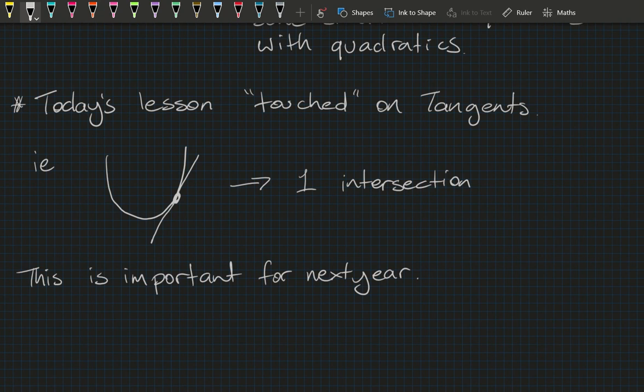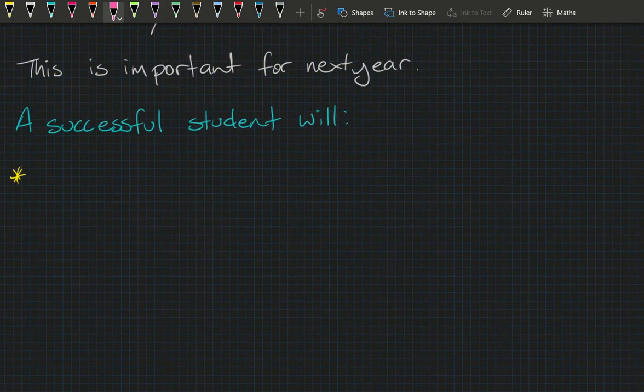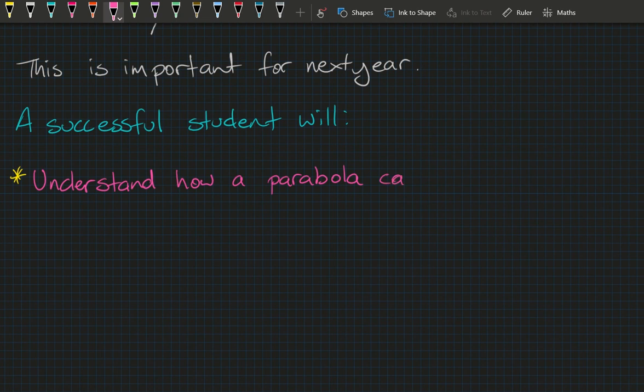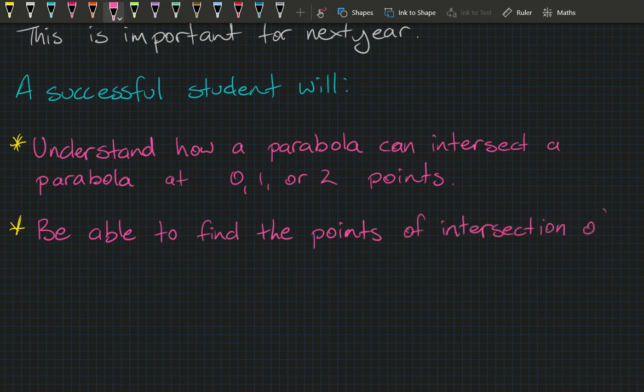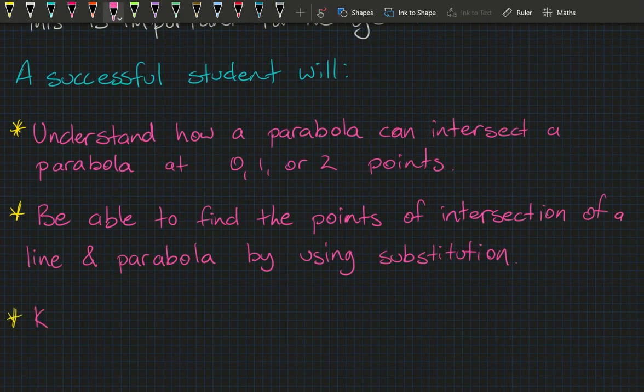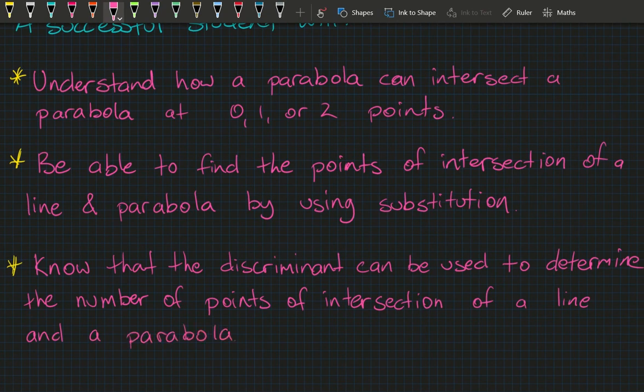Okay, so in today's lesson, a successful student will understand how a line can intersect a parabola at 0, 1 or 2 points. Be able to find the points of intersection of a line and a parabola by using substitution. And finally, know that the discriminant can be used to determine the number of points of intersection of a line and parabola. Alright, well done all.